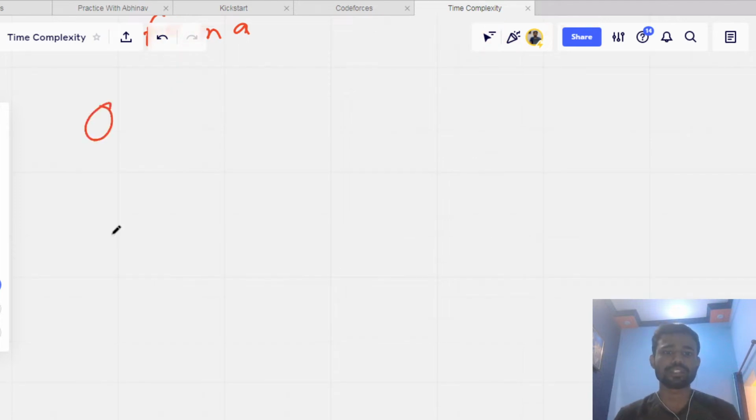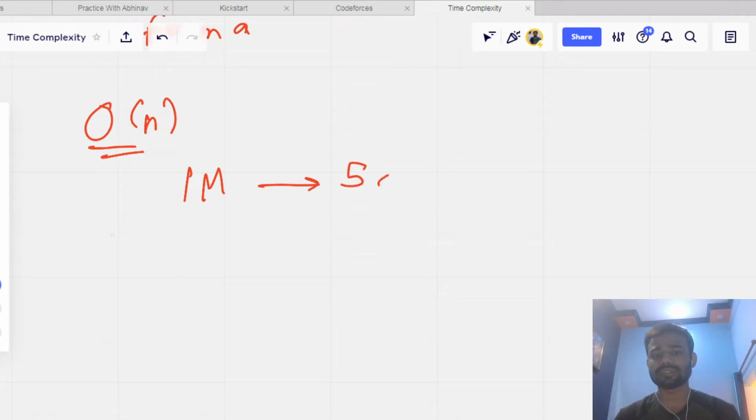For example, if the time complexity of a particular function is O(n), then what does it mean? It means that the time taken by this algorithm increases linearly as the input increases. For example, let's take an array of 1 million elements, 10 to the power 6 elements, and we are performing some particular algorithm on that array, and the time complexity of that algorithm is O(n). So for 1 million of data, it is taking, for example, 5 seconds to run.